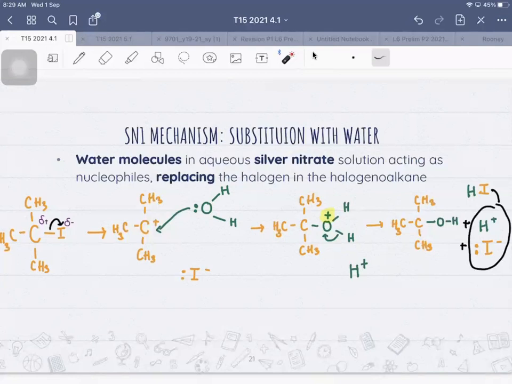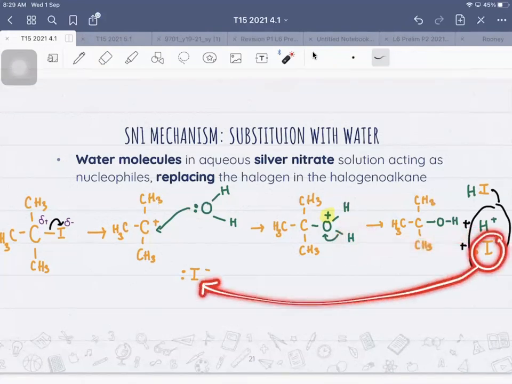Actually, I shouldn't write down the hydrogen plus here, otherwise you'll get confused. So this hydrogen becomes a hydrogen plus in the product. This iodide ion comes from here.